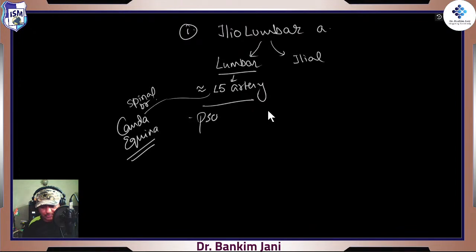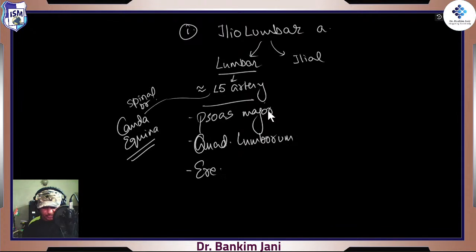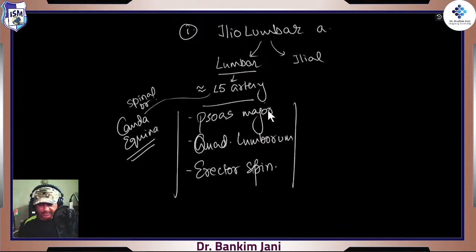So one was our all-time favorite, psoas major, right? Then that very disciplined quadratus lumborum, right? Very good geometrical muscle. And the name itself, erector spinae, keeps the spine straight, right? So all these posterior muscles are supplied by this lumbar one.